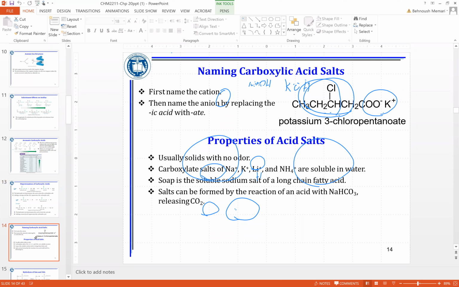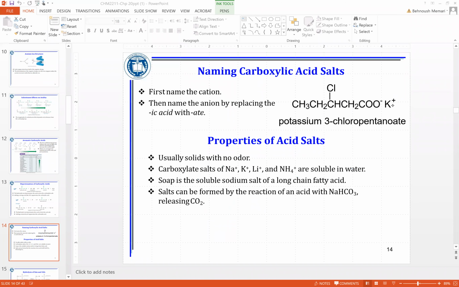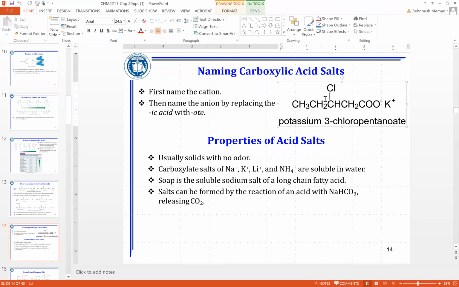So when you are naming, as I said, you bring the name of the metal first. So we have potassium, and then we have 1, 2, 3, 4, 5 carbons, so it would be pentanoic acid. But instead of the ic acid, you remove the ic acid and add ATE. So the O would stay. So you have the pentanoate, and there's a chloro on the third carbon, so it would be trichloropentanoate. But the metal would come in first.